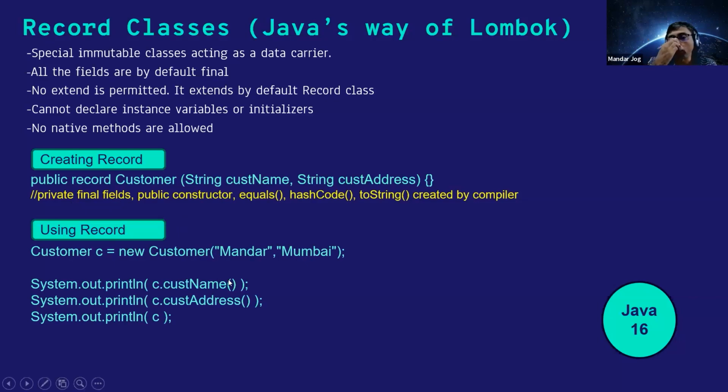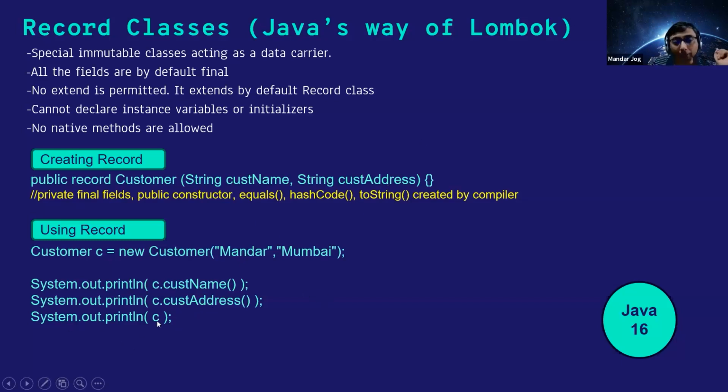Now you cannot communicate with the instance variables directly. There is no getter method as such, though I say there is a getter and setter. But there are methods which will be created automatically, mapped with the instance variables that are part of this declaration. So there is a custName method and a custAddress method. You say c.custName, you get Mandar, and c.custAddress, you get the address for Mandar, that is Mumbai.